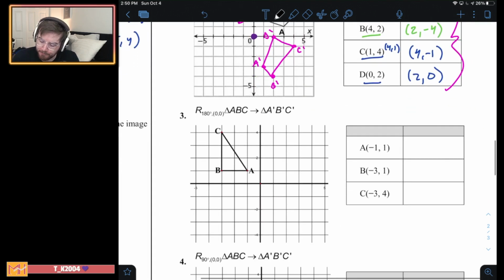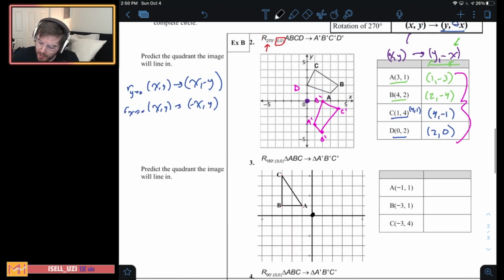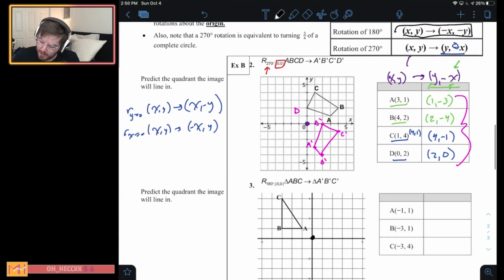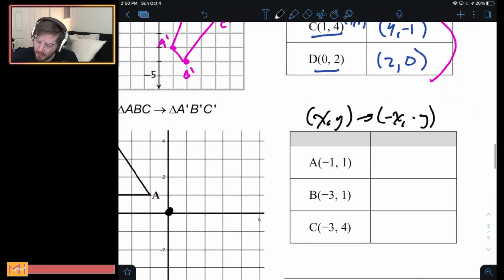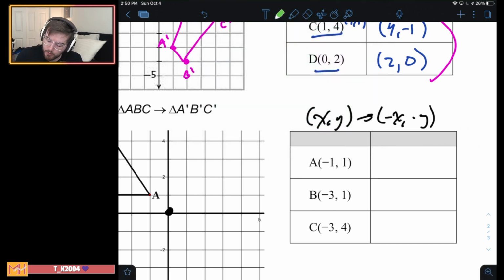Let's do it again. This time it says to rotate 180 degrees around the origin. And what's the rule for that? It says to simply swap the signs. So (x, y) becomes (negative x, negative y). So that means instead of negative 1, 1, we now have 1, negative 1.